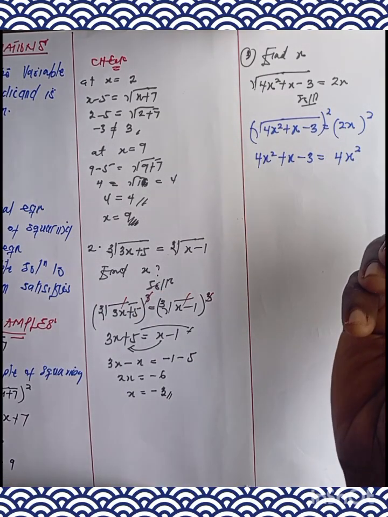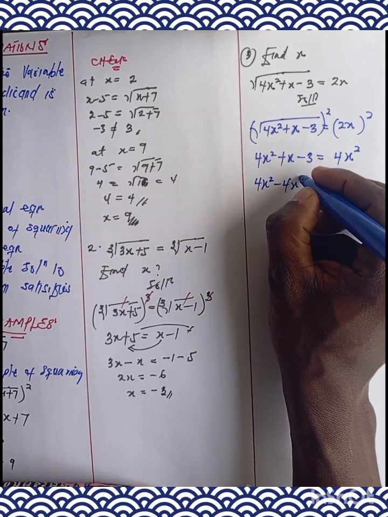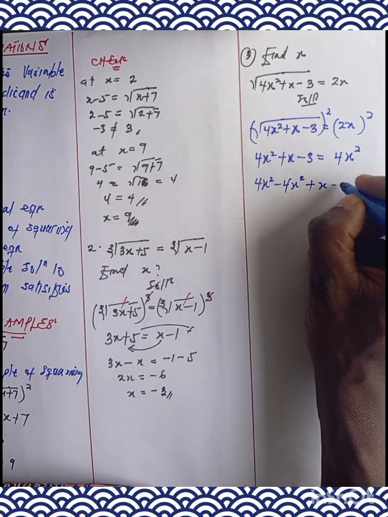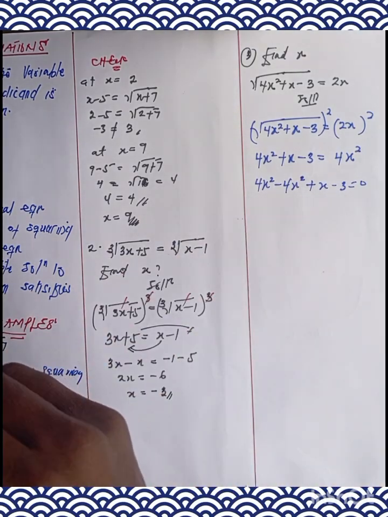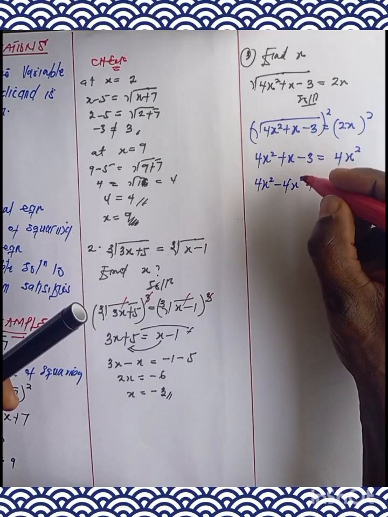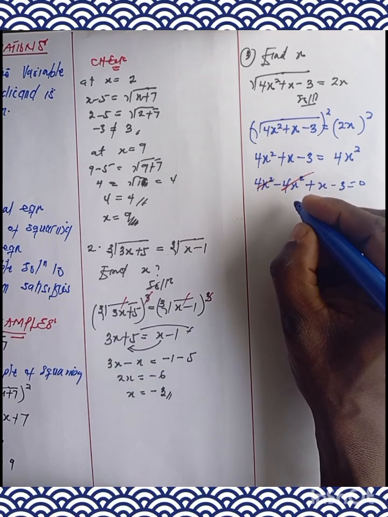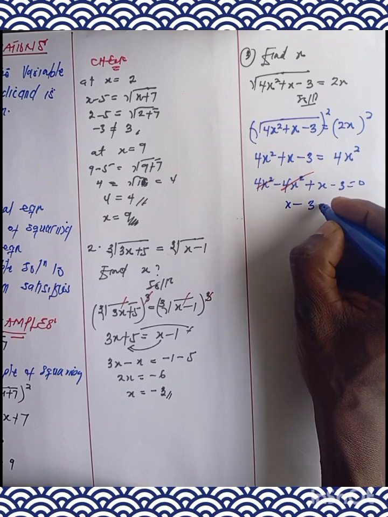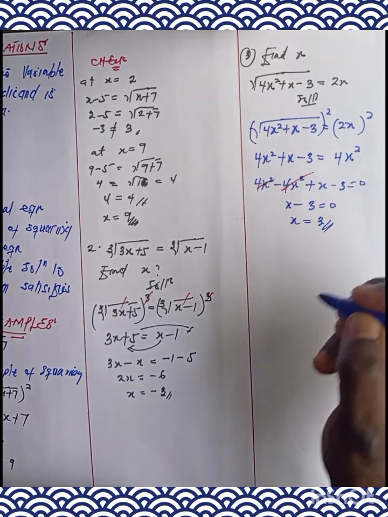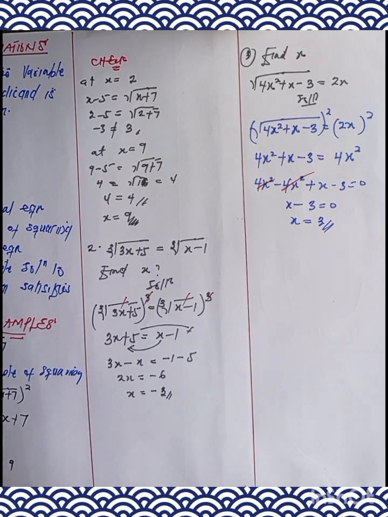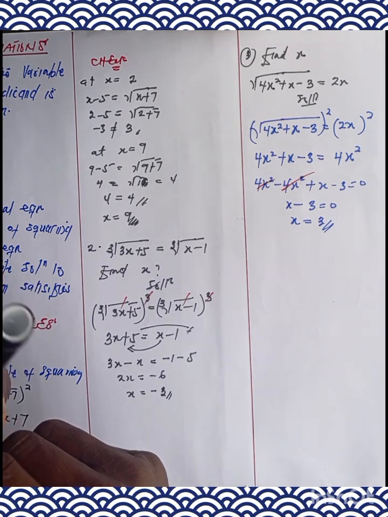Now you can group like terms. Okay, so we have 4x squared minus 4x squared plus x minus 3 is equal to 0. This and that will go. We are left with x minus 3 is equal to 0. Therefore, our x is equal to what? 3. And this is the answer. You can check to see if it really satisfies the equation, and it will surely satisfy.